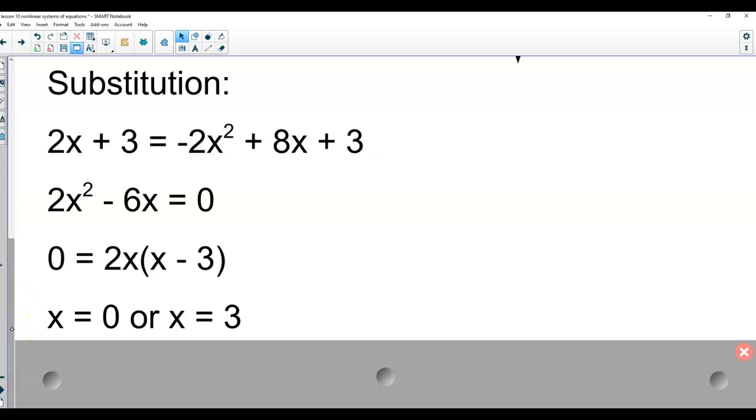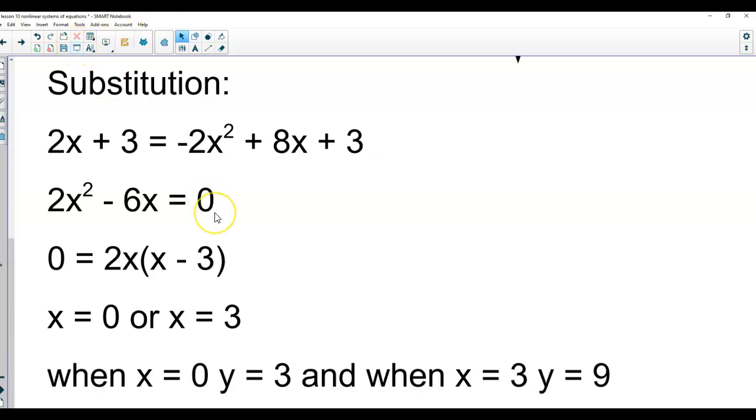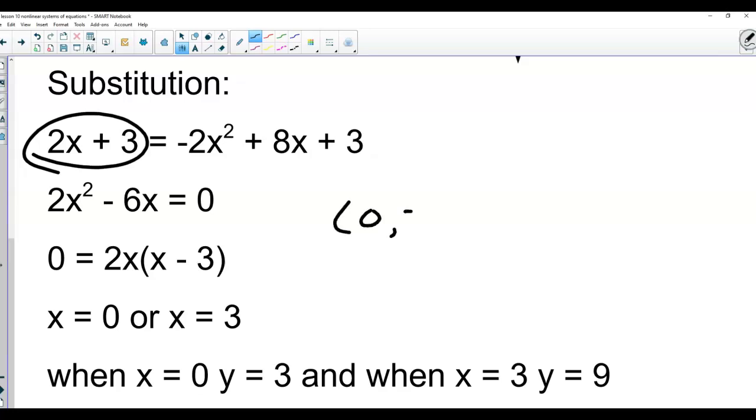Now, in a problem like this, once I find my x, I plug it back into one of my two originals to get my y. It's clearly easier to plug it into this. So, when x is 0, 2 times 0 is 0. 0 plus 3 is 3. So when x is 0, y is 3. That's one of my answers. And you can write that as (0, 3).